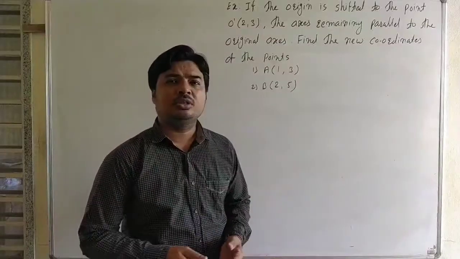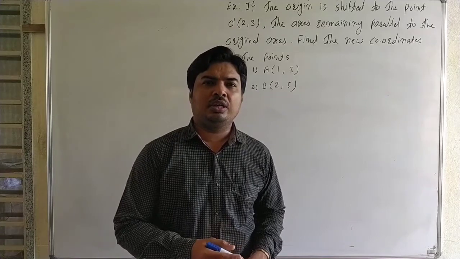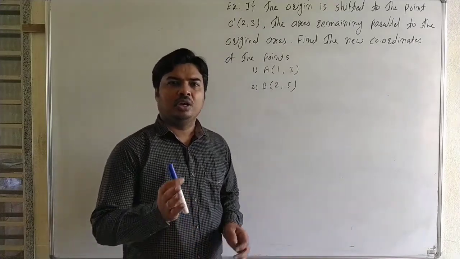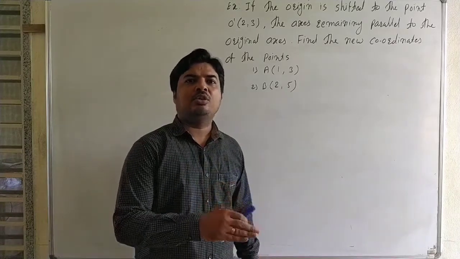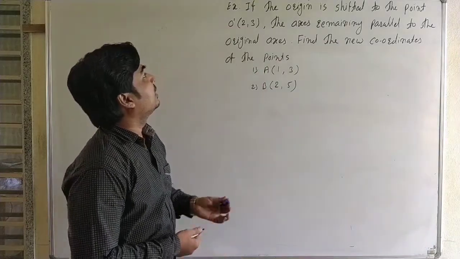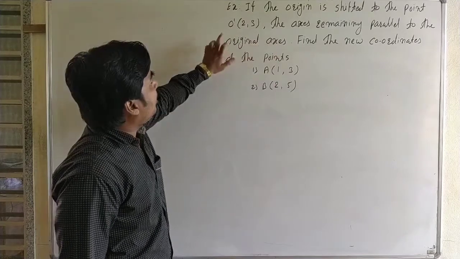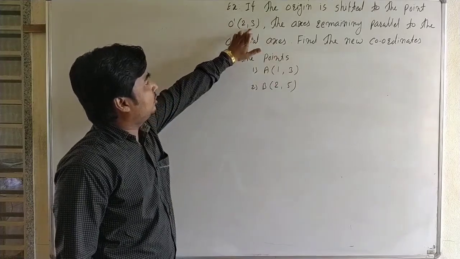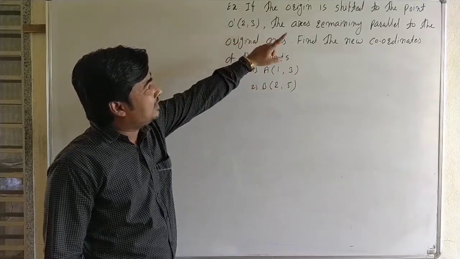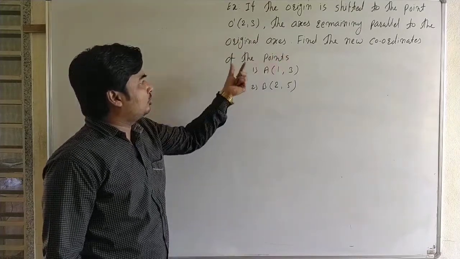We see the examples on the shift of the origin. When given an old coordinate and we shift the origin to any point, we find the new coordinates, or when given new coordinates we want to find the old coordinates by using the shift of the origin. Here is the example: if the origin is shifted to the point O dash (2, 3), that is, from (0, 0) to (2, 3), the axes remaining parallel to the original axes, find the new coordinates of the point.